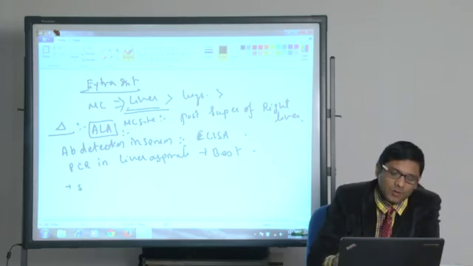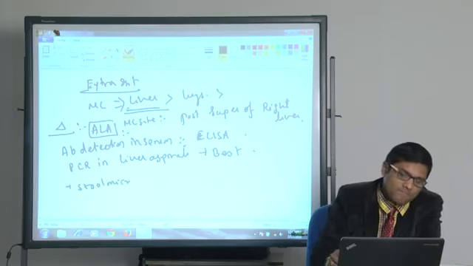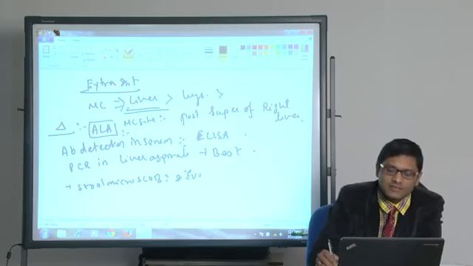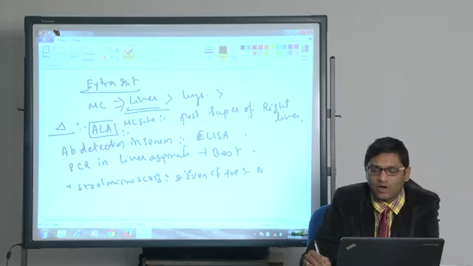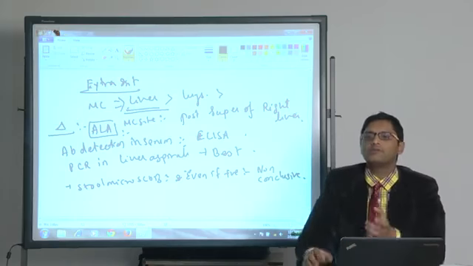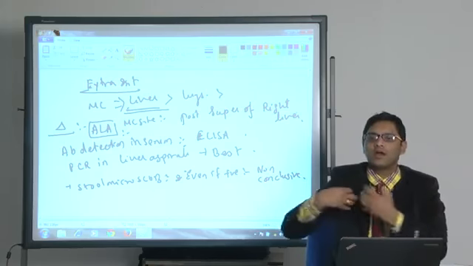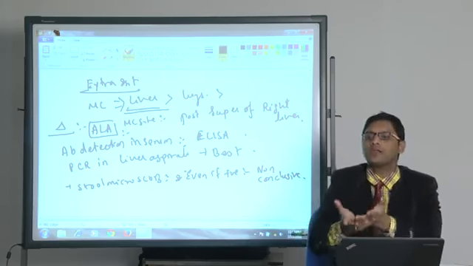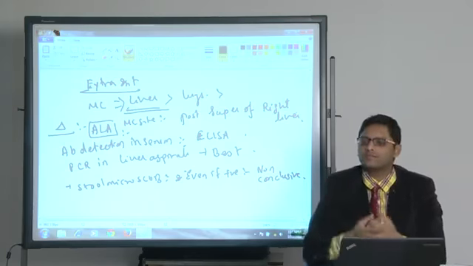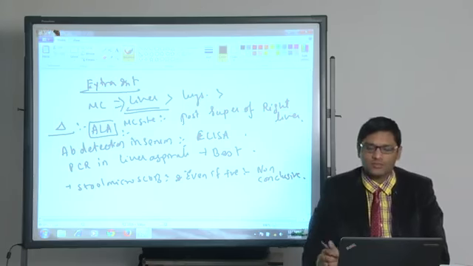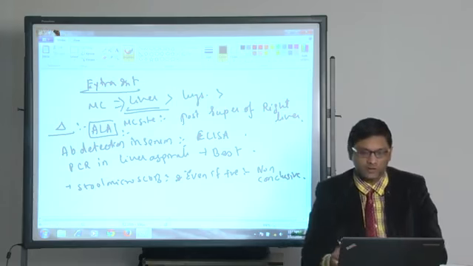Please remember, if you go for stool microscopy, even if it is positive, it is non-conclusive. Why? Because even if stool microscopy is positive, what is the possibility that the liver abscess is due to Entamoeba histolytica only? It may be some other cause of liver abscess. So stool microscopy, even if positive, is non-conclusive.